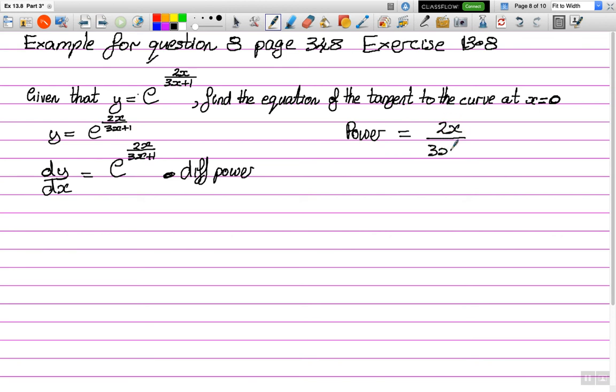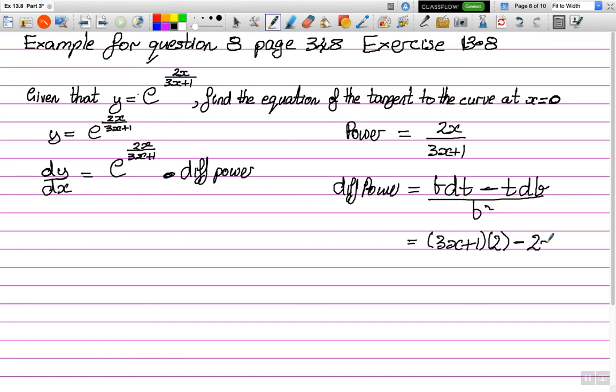It is a fraction. So if we are differentiating the power, then we need to do the bottom times the differential of the top minus the top times the differential of the bottom all over the bottom squared. So the bottom is 3x plus 1. If we differentiate the top, it's going to be equal to 2 minus the top, which is 2x, times the differential of the bottom, which is 3, all over the bottom squared, which is 3x plus 1 all squared.